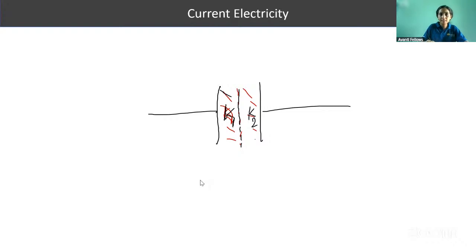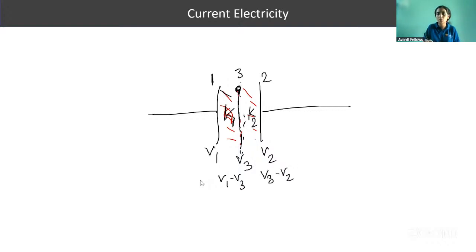Because there are two plates, plate 1 and plate 2. Let's say plate 1 has potential V1, plate 2 has potential V2. And there is one imaginary line which is dividing K1 and K2. This is one imaginary plate. Let's say here the potential is V3. So the potential difference across the first capacitor is V1 minus V3, and across the other capacitor is V3 minus V2. Potential difference is different. They are in series. So we have two capacitors in series.